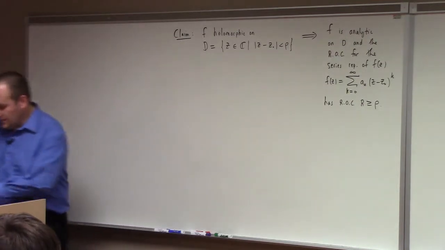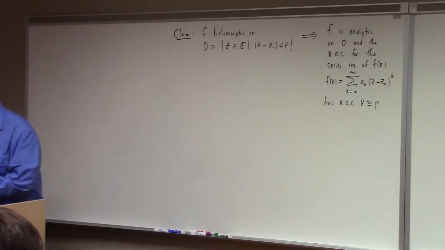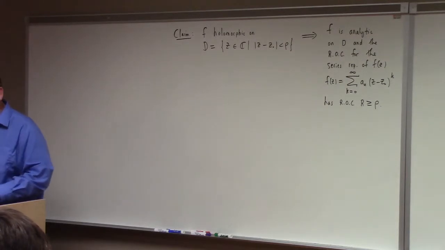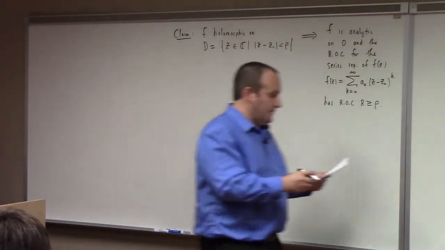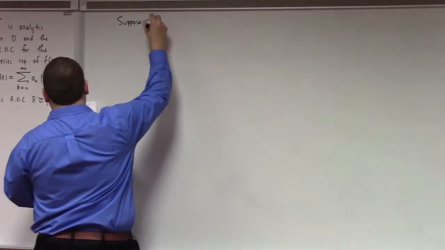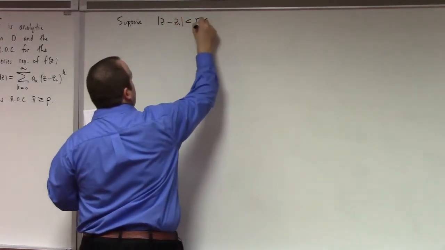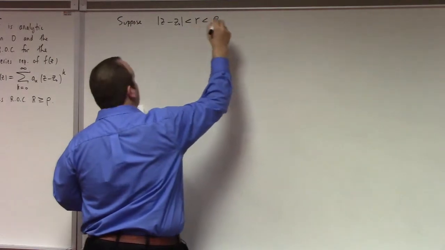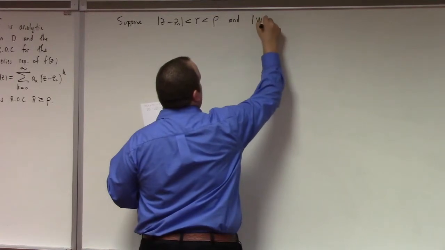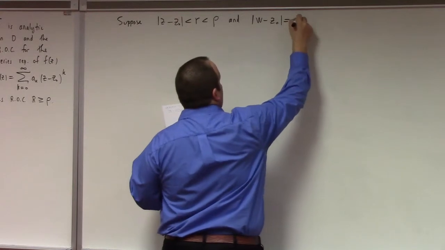Okay, so the proof is actually kind of interesting and more or less computational. In my notes, I first do it for z naught equal to 0, then I do it for z naught in general. I'm just going to go ahead and do the proof at z naught for you guys. So let's suppose that we have the modulus of z minus z naught less than r, which is less than rho. So look at some radius less than rho. And the modulus of w minus z naught is equal to r. So w is a point on the circle of radius r centered at z naught.